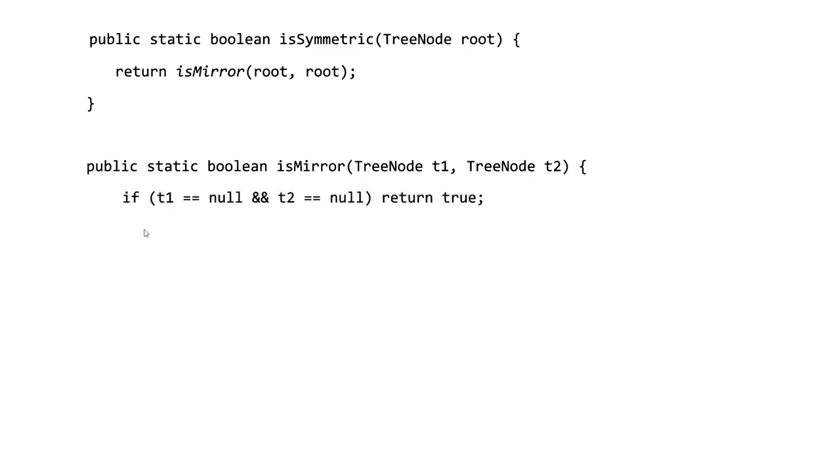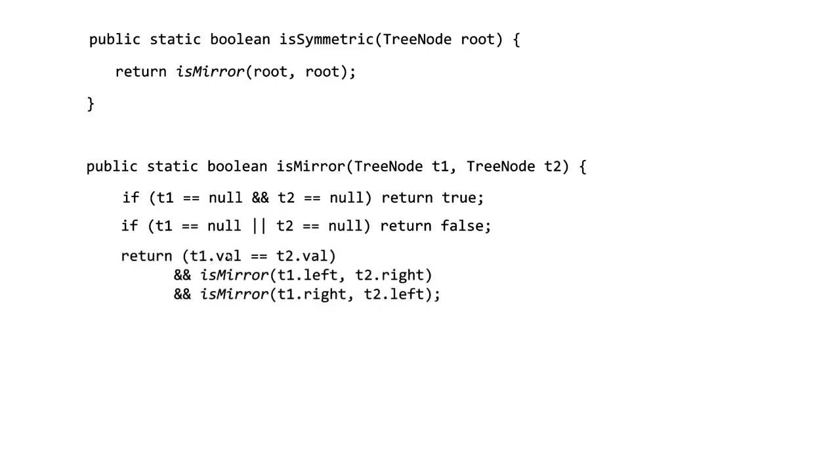The first thing we'll do is, if T1 equals null and T2 equals null, we're just going to return true. If T1 is null or T2 is null, so not both of them, one or the other, then you can return false, because obviously they are not identical.